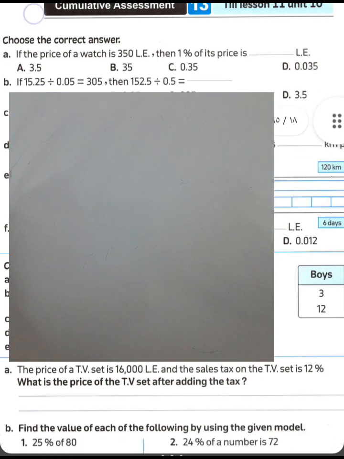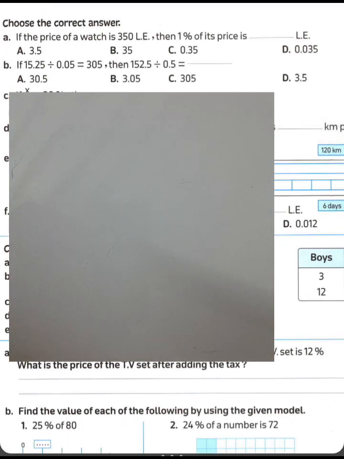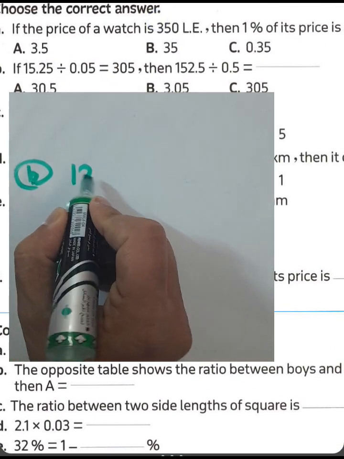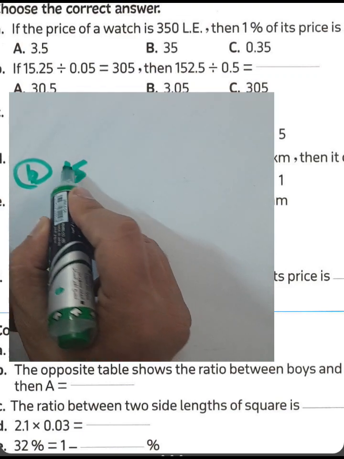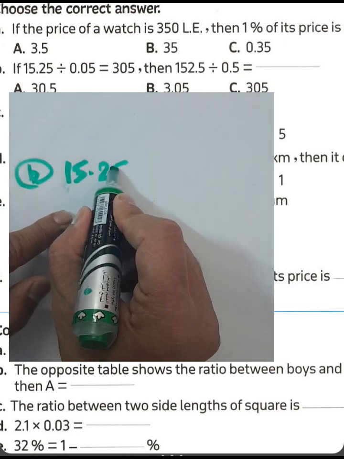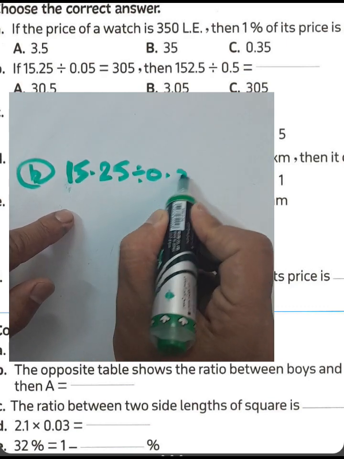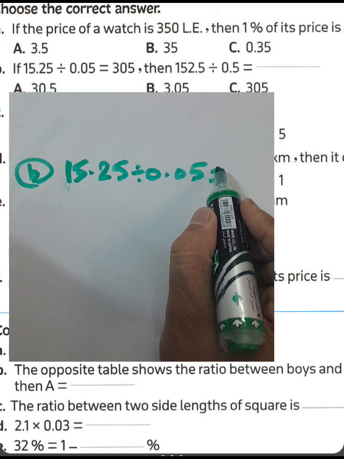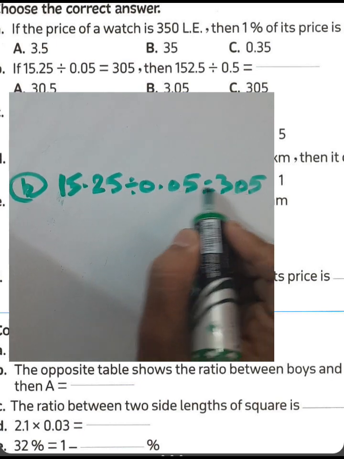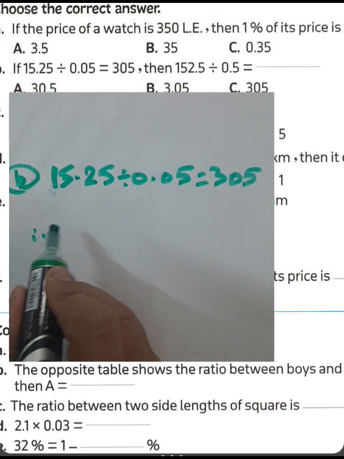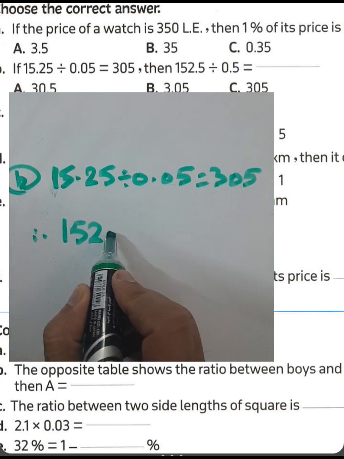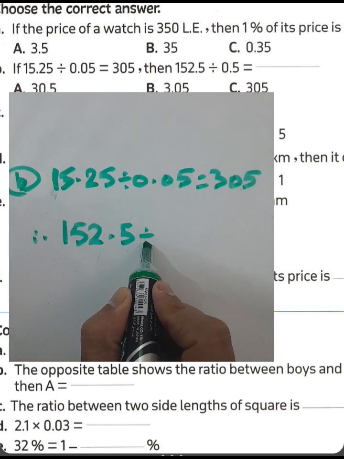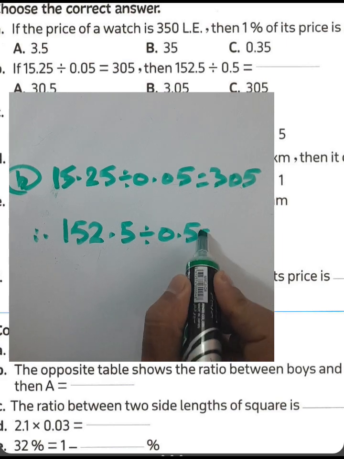Next example, letter B. 15 and 25 hundredths divided by 0.05 equals 305. Then we want to find 152 and 5 tenths divided by 0.5 equals what?